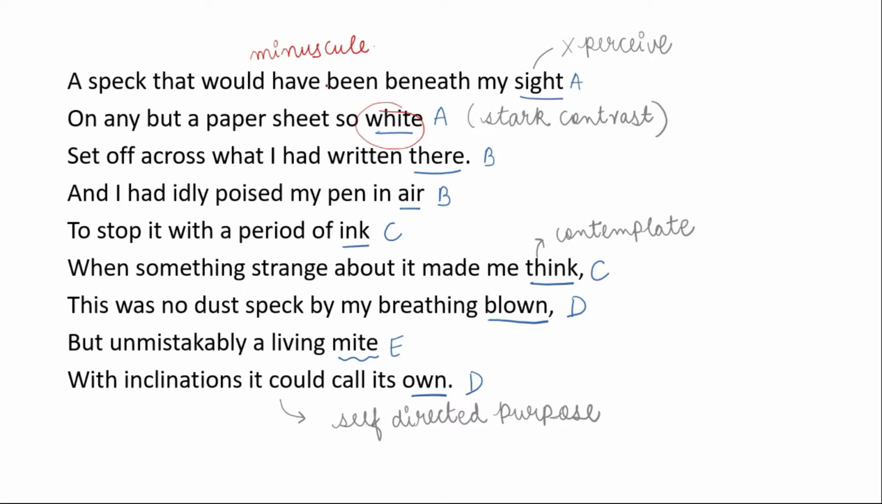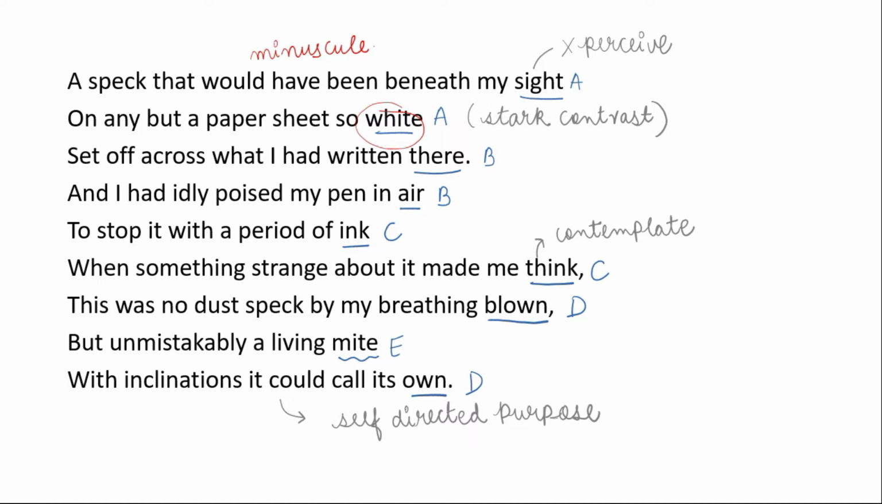A speck that would have been beneath my sight on any but a paper sheet so white. So, what is the poet saying? I would not be able to detect or perceive a speck that tiny if it was on any other sheet of paper, but this sheet of paper was so white. Because of the stark contrast between the dust and the sheet of paper, he was able to perceive it or see it. Set off across what I had written there, and I had idly poised my pen in air.